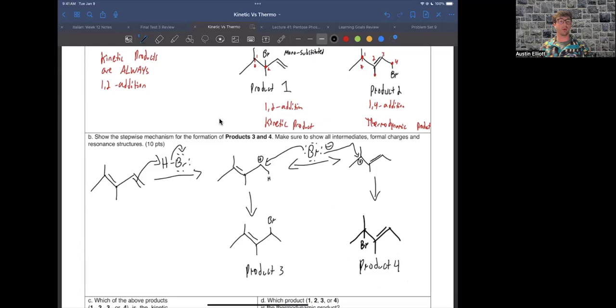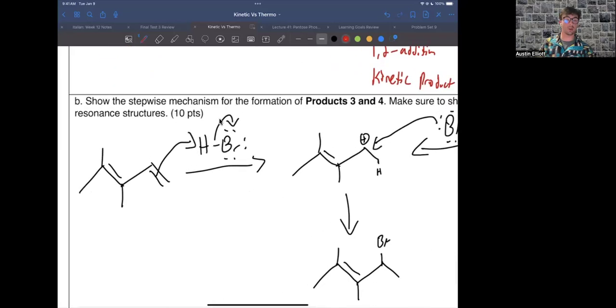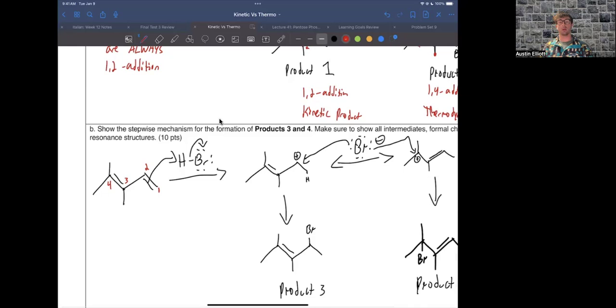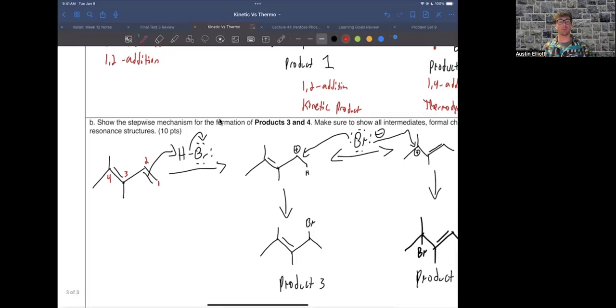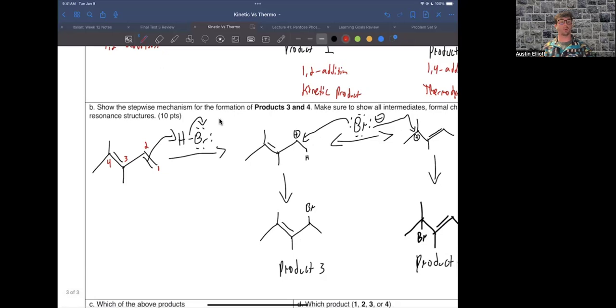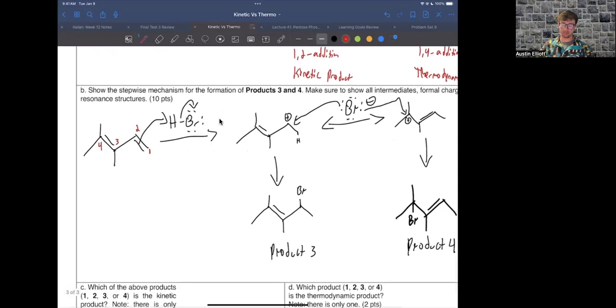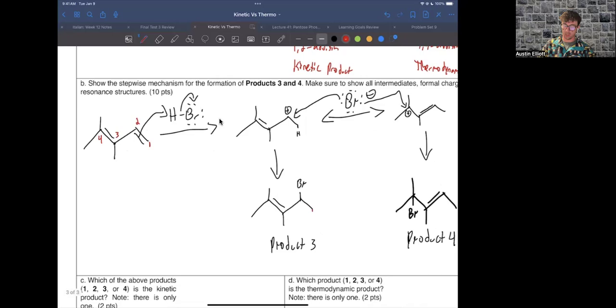So like I said up above, our kinetic products are always our 1,2 addition. In this case, since we're breaking the other alkene, we're going to number starting over here. So it's going to be 1, 2, 3, and then 4. So the numbers are just relative to where the double bond breaks or starts, however you want to think of it. You can follow along with this and help it make sense for you. So in this case, our product 3 right here, we get a little H. This is 1, 2. So our 1, 2 addition. So it's our kinetic product.